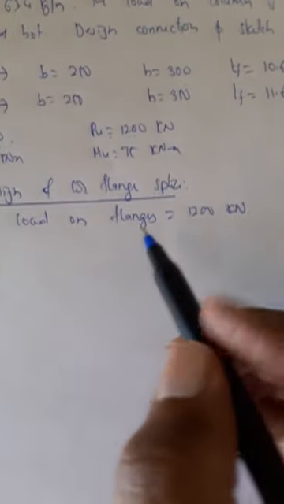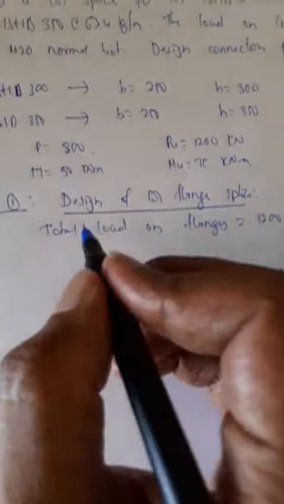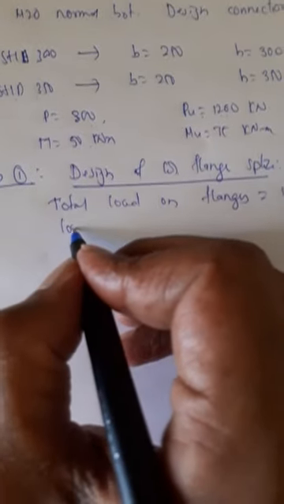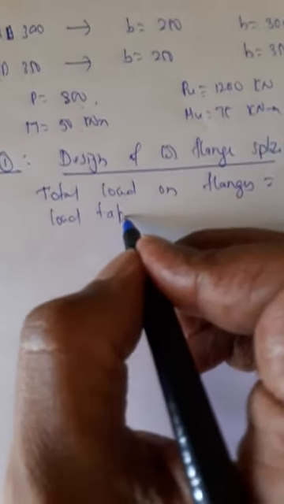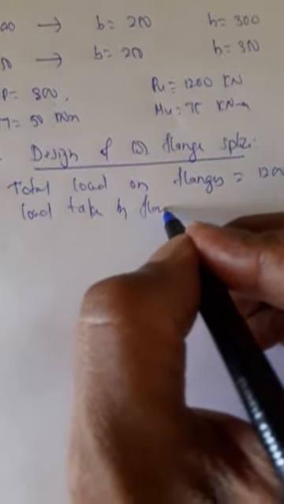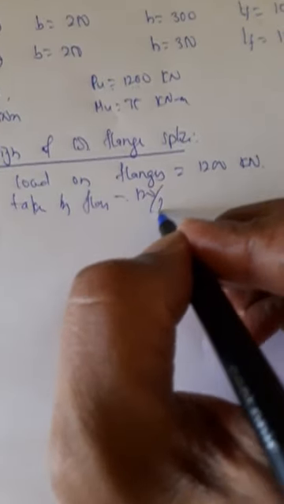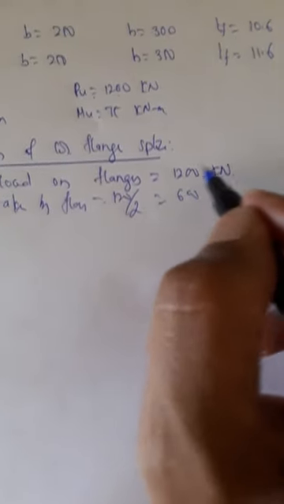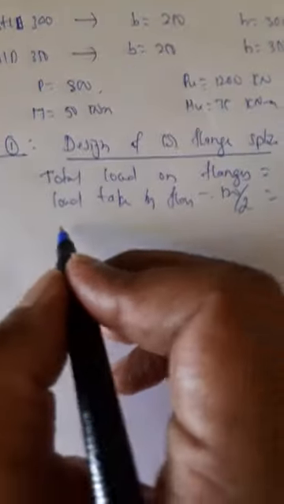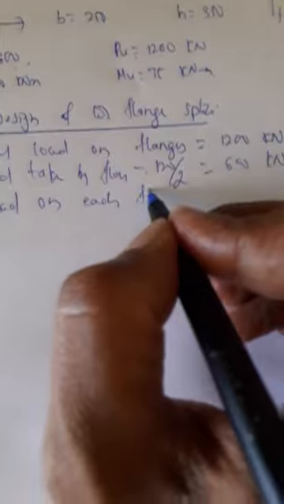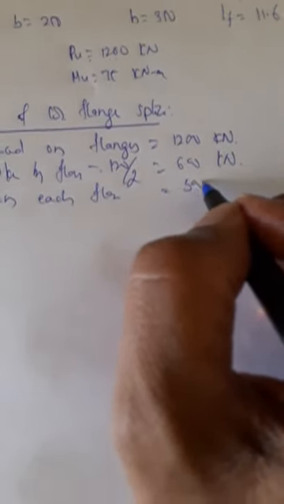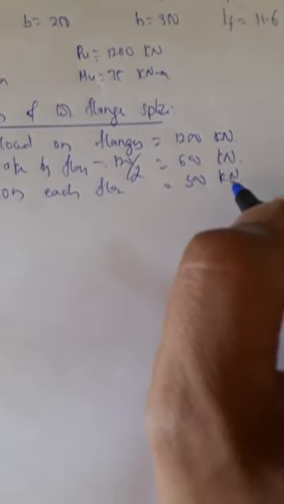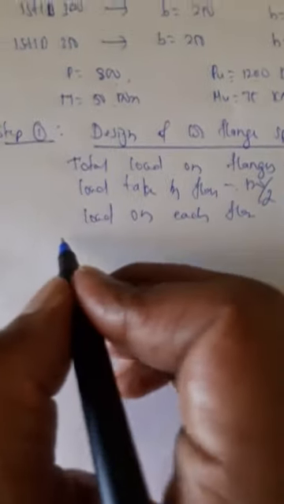Flange splice. I'm going to design flange splice first. So total load on the flange is 1200. Load taken by flange, that is 1200 divided by 2, 600 kilonewtons. So 600 kilonewtons is load taken by both flanges together. Load on each flange, 300 kilonewtons.